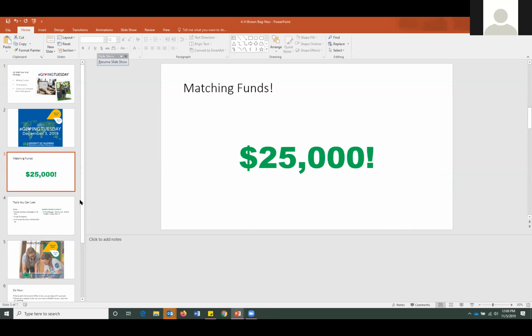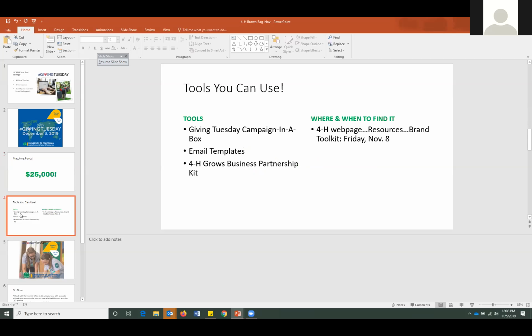So yes, it's exciting news, and I want to make sure that everyone gets to take advantage of that. So to help you with your campaign, there are tools you can use. And so I'm hoping that you can see the next slide. Do you see one that says tools you can use? Yes, okay. So we have a couple of things available to you.